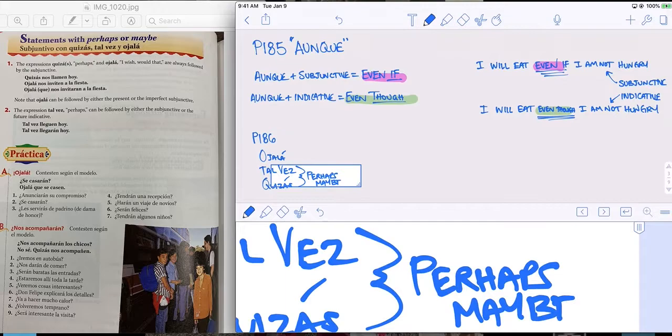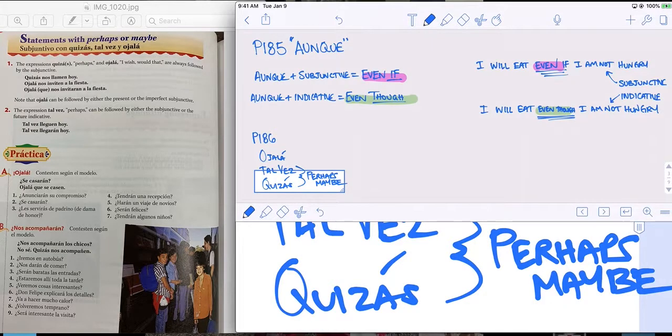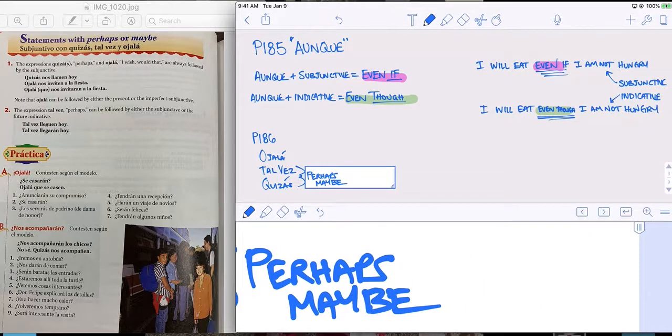And both of these things beg the subjunctive, whether it's past or present, because maybe this thing happened in the past, maybe this thing will happen in the future, maybe this thing is currently happening right now. No matter what, these are going to beg the subjunctive.